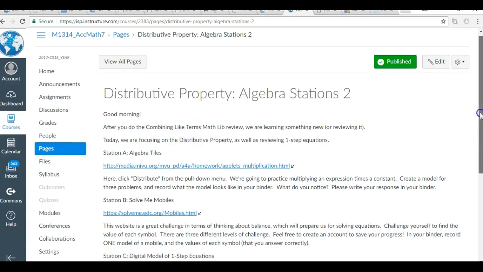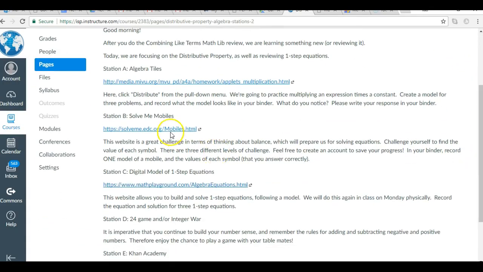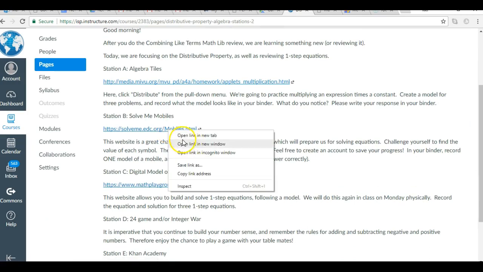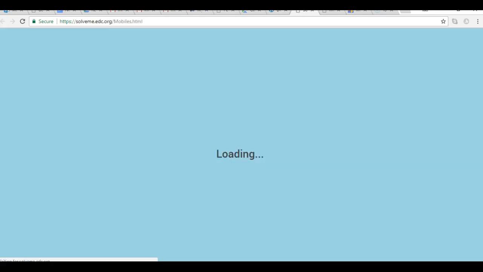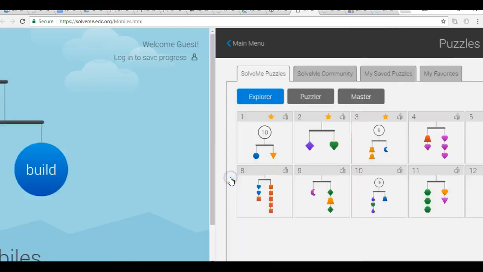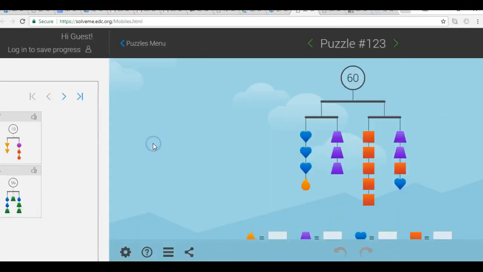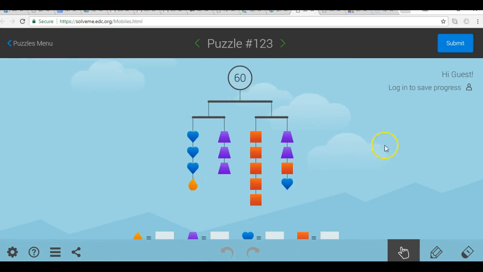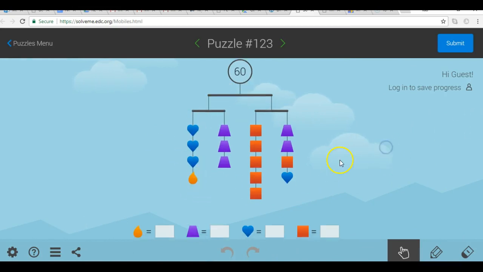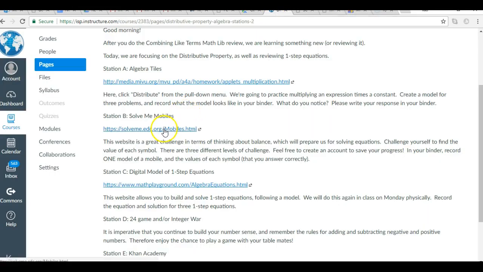Station 2 is the Solve Me mobiles. You've seen this before, and it's very fun. It's just that game where you can play and you have to determine what the values are of each of the shapes. I'm particularly stuck on this one. See if you can figure it out. Good luck. I love this one. Anyway, that's those. Have fun with those.